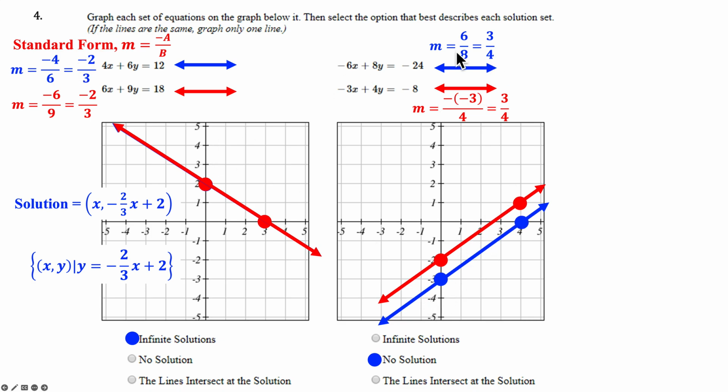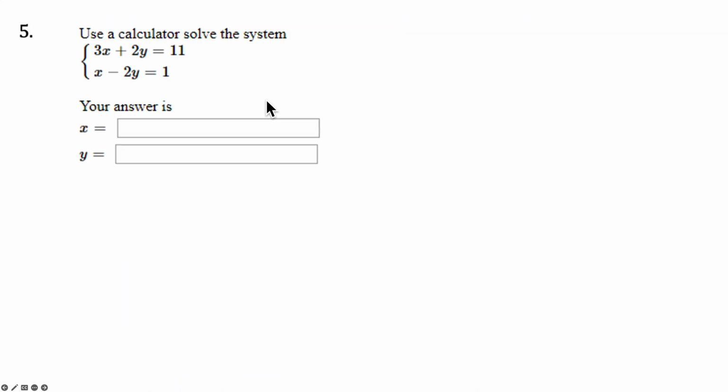So when you're doing these, you don't always have to graph these. All right? So that's something you want to look at when we look at the other techniques for solving. All right, number 5, using a calculator to solve the system. Okay, so we're going to go to our graphing calculator.